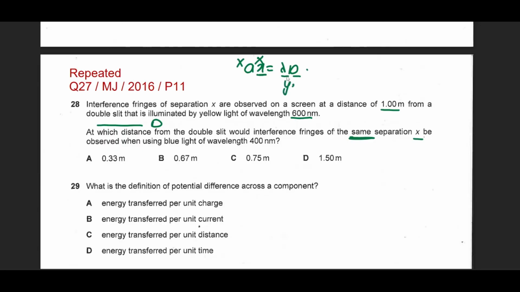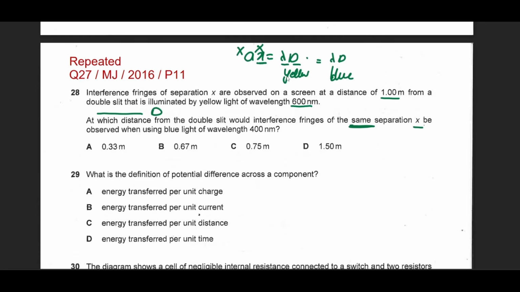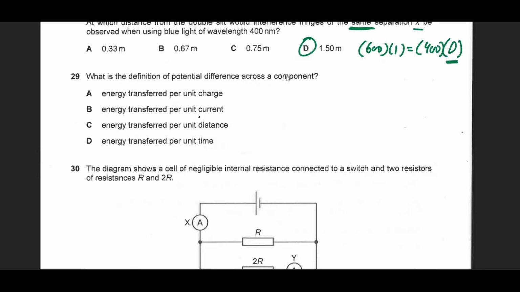So for yellow, it is equal to another situation with the wavelength of the blue light, right? So let's replace the values for yellow and blue. For yellow, we have 600 into 1 meter as given in the question equals 400 into D. We don't know this, right? So when we solve this, we find out that the answer comes out as 1.5, which is option D. And this was repeated exactly the same in this year and variant.